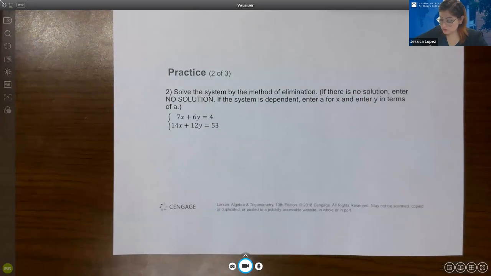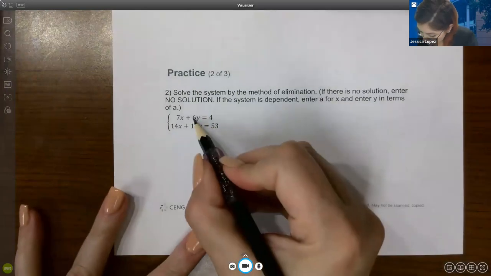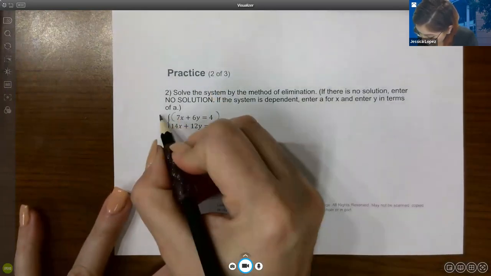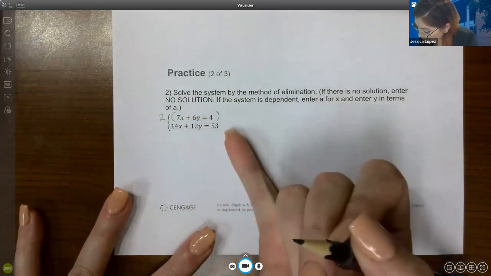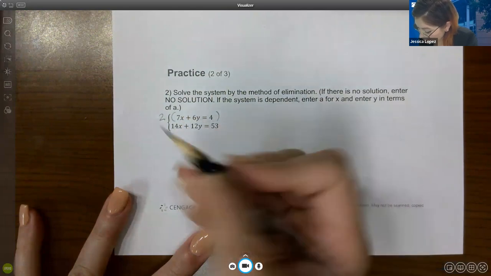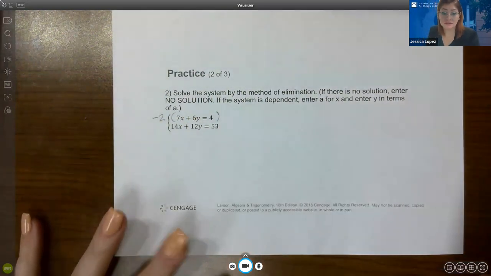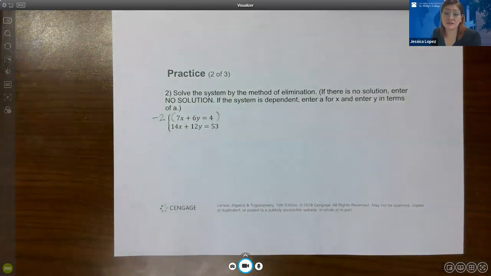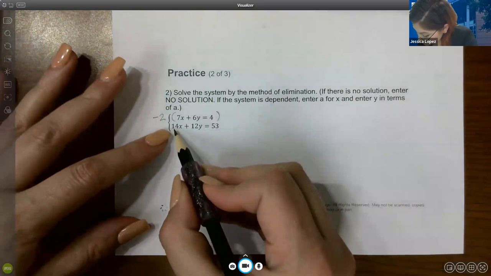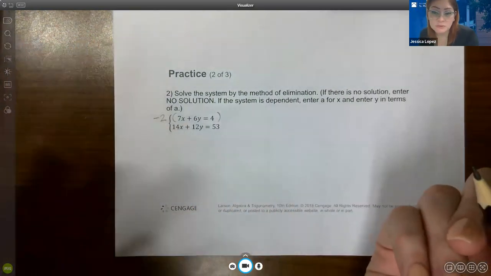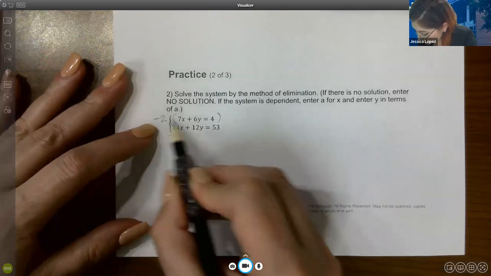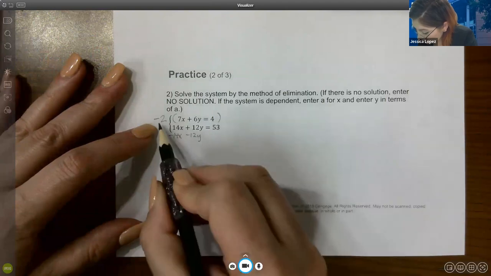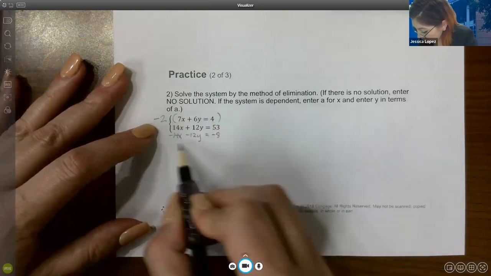So number 2, they don't have the same numbers in front, so let's see. I can turn this into a 12 by multiplying by a 2, but I also need it to be one negative and one positive. So since this one's positive and I'm not multiplying by anything, I want to make this one negative. And so I'll multiply by a negative 2, because negative 2 times that positive 6 will turn it into negative 12. I'm just going to place the result right underneath so I don't have to rewrite. This is just me being lazy, okay? So negative 2 times that is going to be negative 14x. Negative 2 times this is negative 12y. And negative 2 times 4 is negative 8.